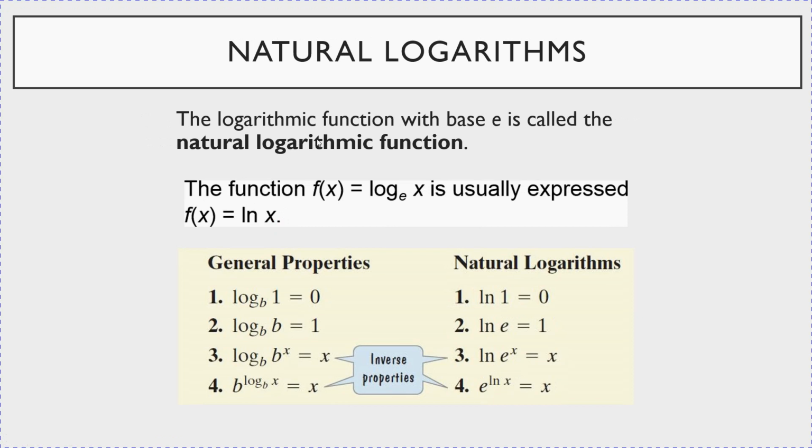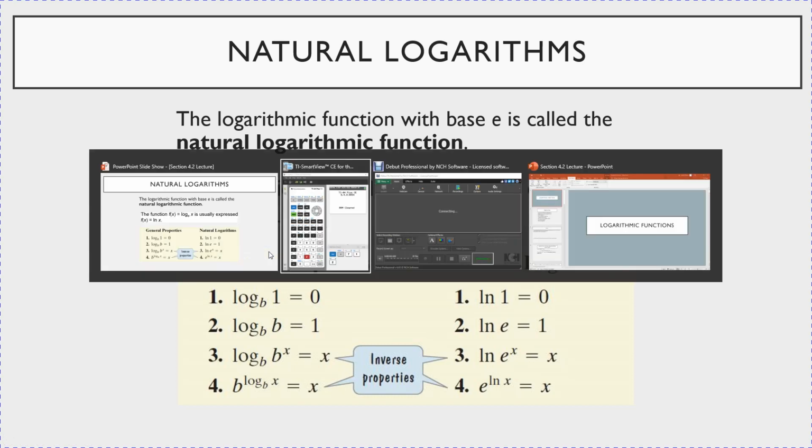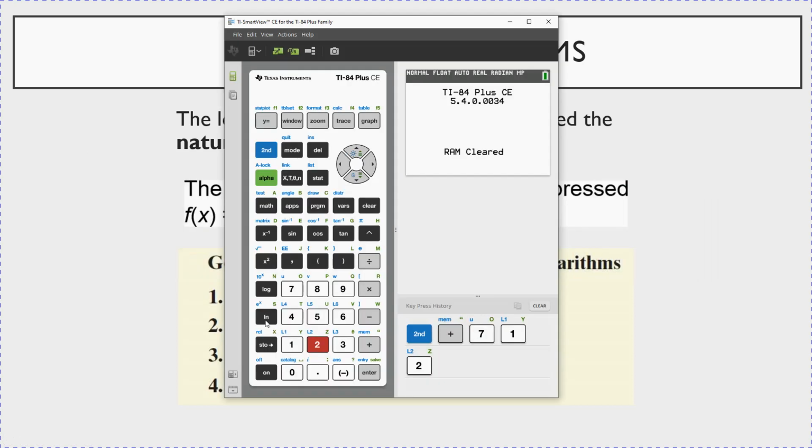Now there's another pretty common one. The logarithmic function with base e is called the natural log function, the natural logarithmic function. So the function f of x equals log base e of x is usually just expressed as ln of x. Whenever you see ln of x, that's going to be the natural log. And if you go back to your calculator, you can see it right there, ln.